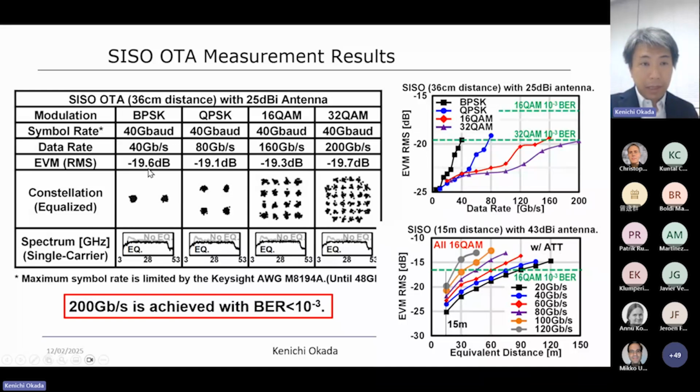And in terms of data rate, in this measurement we have only 40 gigabaud because it is limited by the measurement equipment. But still, we could realize more than 200 gigabps with enough margin of EVM characteristic. So this is a fast realization of 200 gigabps by using CMOS technology.